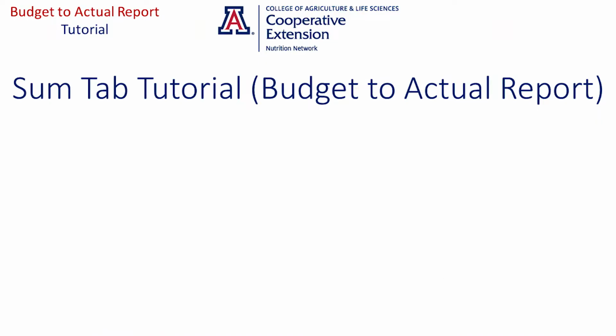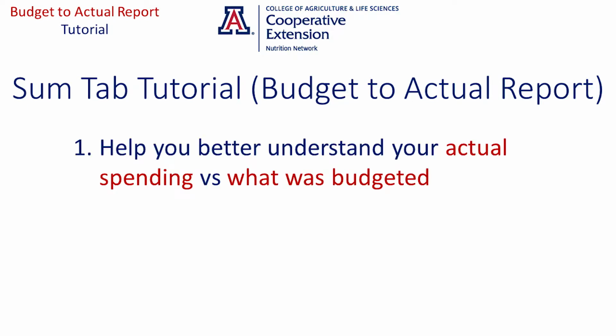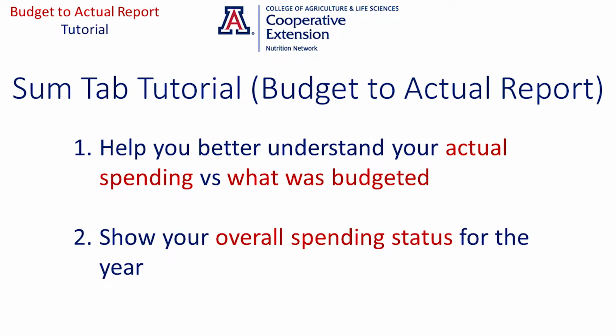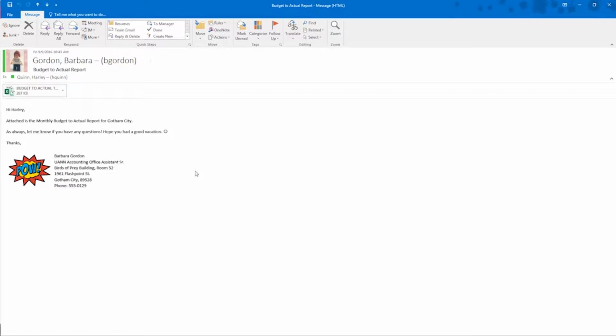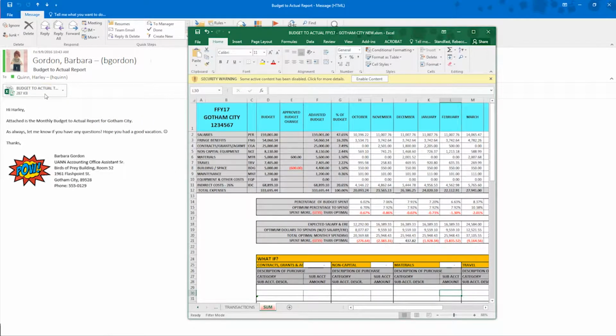Welcome to the tutorial for the Sum tab of the Budget to Actual monthly report. This tutorial will help you understand your unit's report of actual expenditures compared to the budget, as well as your overall spending status for the year. The report will be sent to you by the accounting team 2 to 3 days after the close of the month, so contact them if you haven't received it.